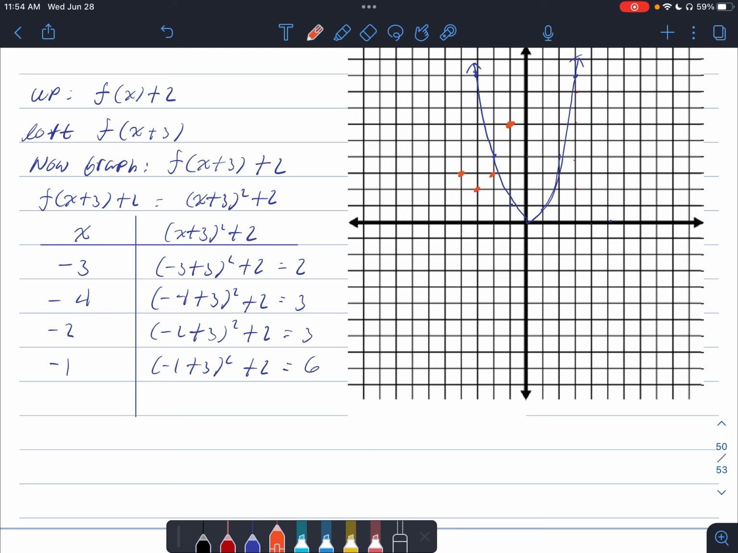Okay. Hopefully we're seeing kind of a pattern here. It looks like we're getting the same shape as the other one. It's just been moved. Okay. So then let's try maybe negative 5.